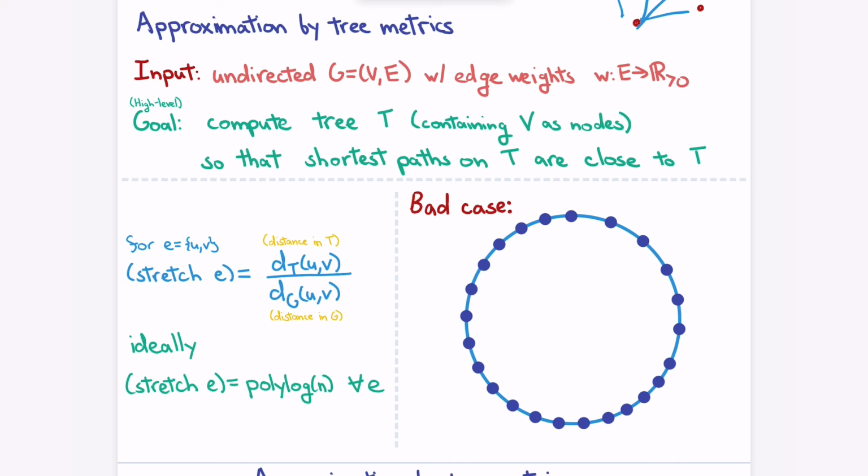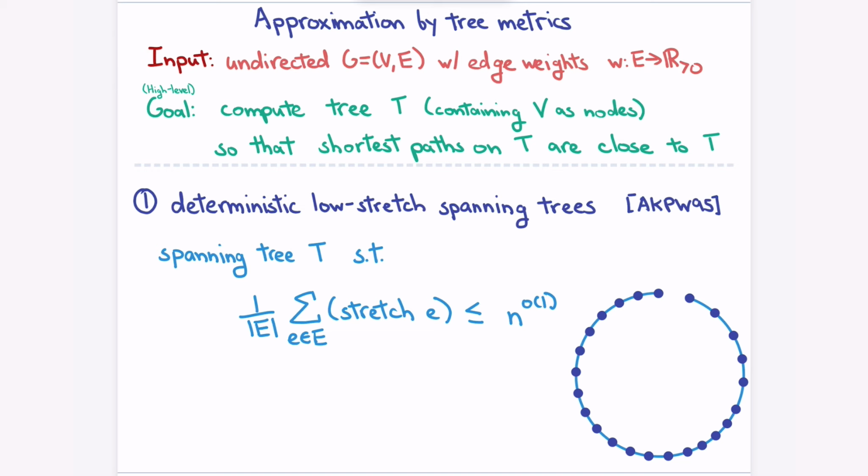So, there's two results, one of which we won't cover because it's not a randomized algorithm, but it's still worth mentioning because it's very influential. So, AKPW, Alon, Karp, Peleg and West. So they showed that you can find a spanning tree where some edges are going to be screwed up. There's nothing you can do about a cycle.